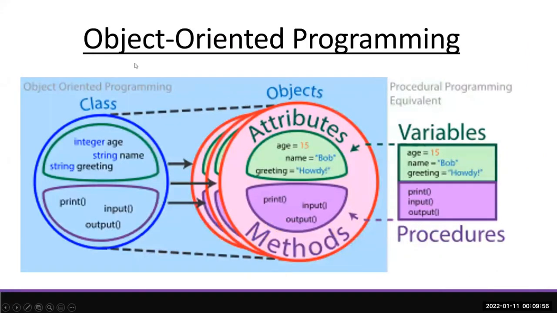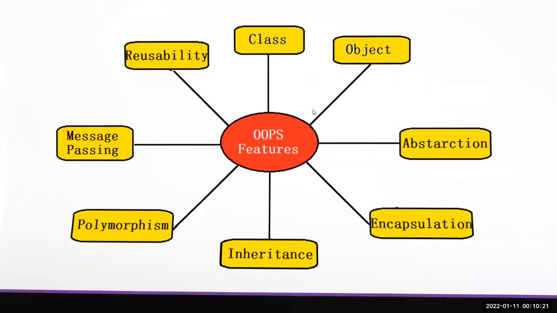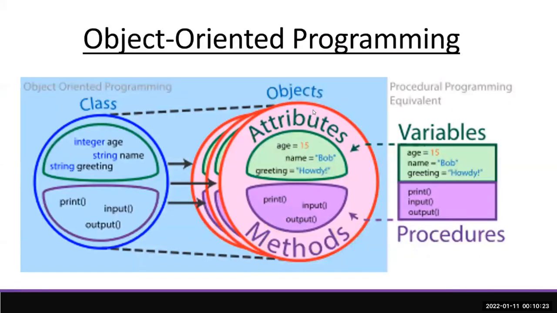So in object-oriented programming, we have class and object. Before we talk about class, we need to know about object first. An object is a data entity that has methods associated with it. That's called an object. And a class is used to generate the object. So a class is a template that we use to generate the object.